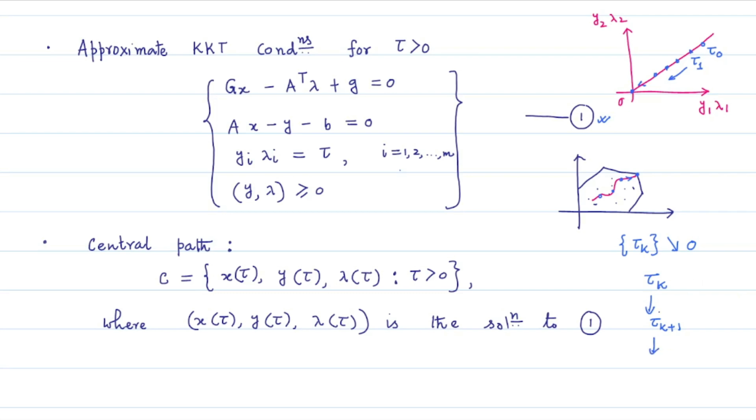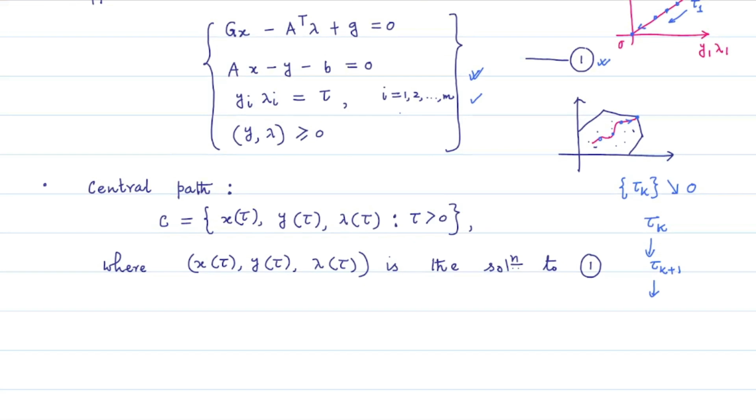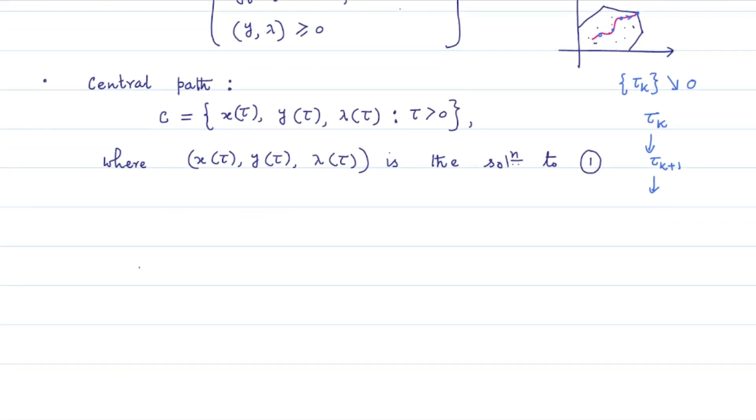So here, for every given tau k value, we are just going to consider one iteration of the Newton scheme for the approximate KKT condition. We are not going to solve this entire system for each and every value of tau k. We are just going to consider one iteration of Newton's method for these approximate KKT conditions. And the process is as follows. Let me write out that we take one iteration of this system 1 to find a sequence of iterative points.